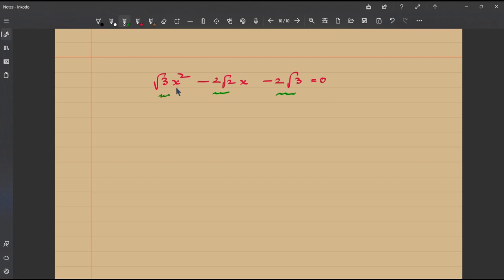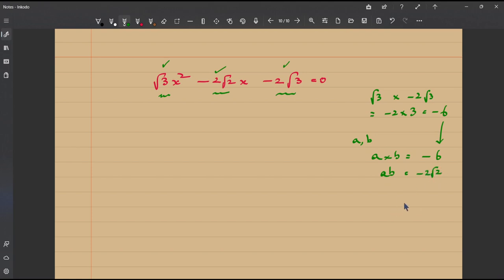Now just look at the coefficients of x squared and the constant. The product of the coefficient of x squared and the constant is equal to minus 2 into root 3 into root 3, which becomes 3, which is equal to minus 6. So we'll have to find two numbers a and b in such a way that a multiplied by b is equal to minus 6, the product of root 3 and minus 2 root 3. And the sum of those two numbers should be equal to the coefficient of x, minus 2 root 2.